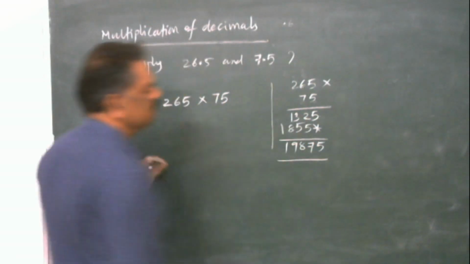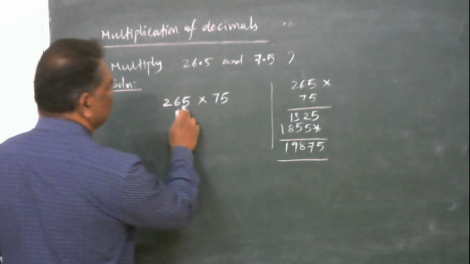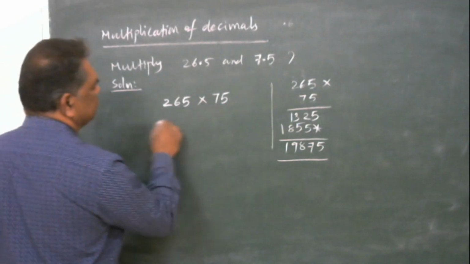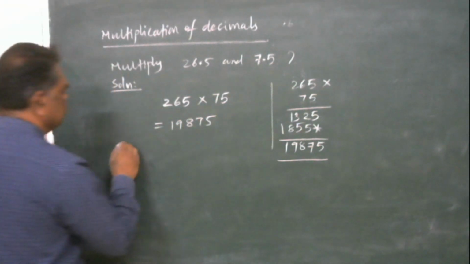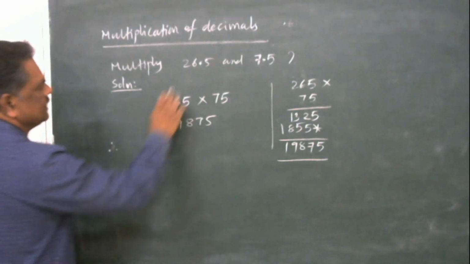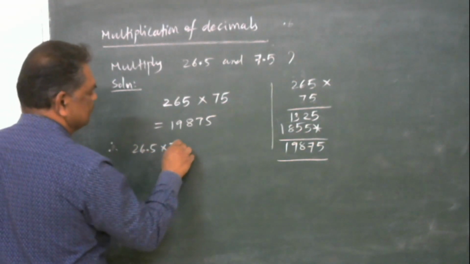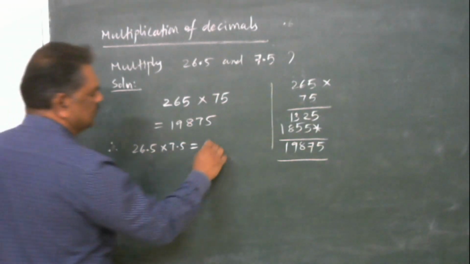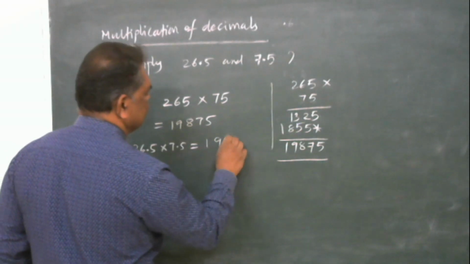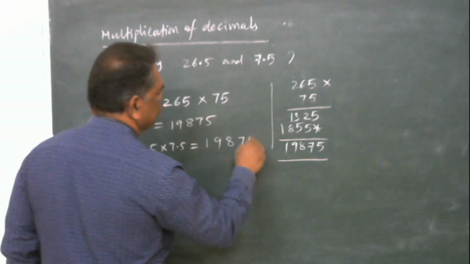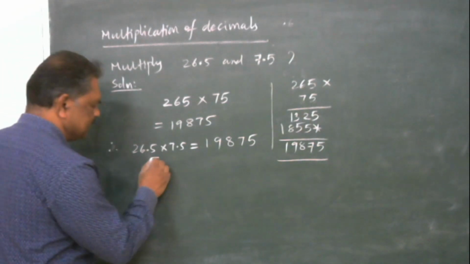So it's a big number. 19,875. So 265 into 75 is equal to 19,875. Now we need to place that decimal point. Now 26.5 into 7.5 is equal to, we write the same number. What is that number? 19,875.